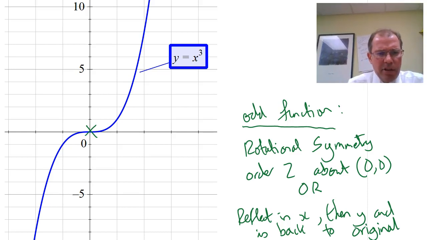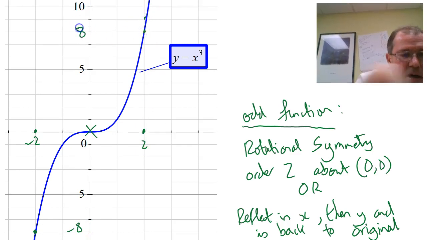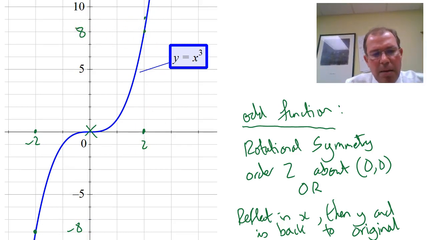Okay, now let's have a look at what that actually means, this rotational symmetry. Let's consider the point -2 here. When I put -2 into the function, I obviously get -8 out as a value. And when I put 2 in, I obviously get the value of +8 out. Sorry there. So you can see that it's the same absolute value but changes sign.